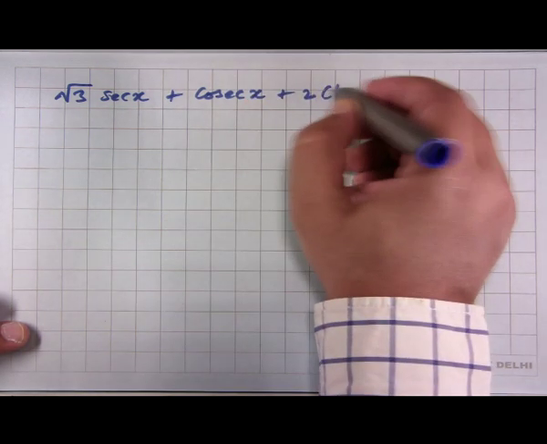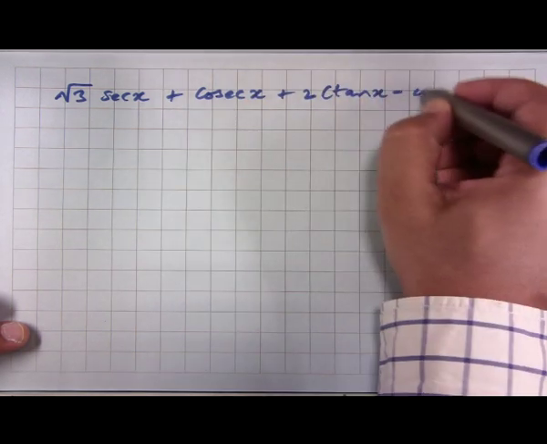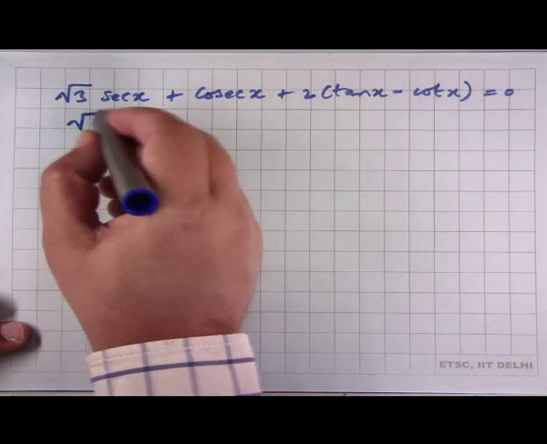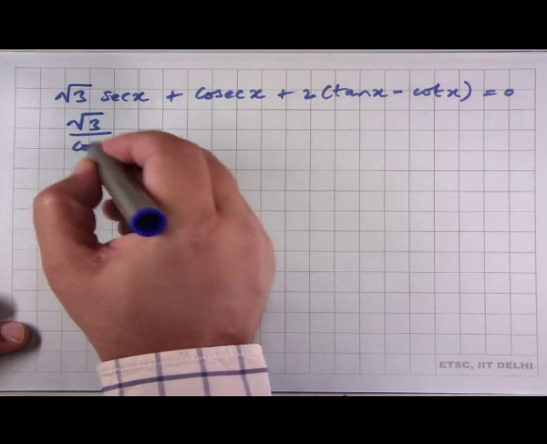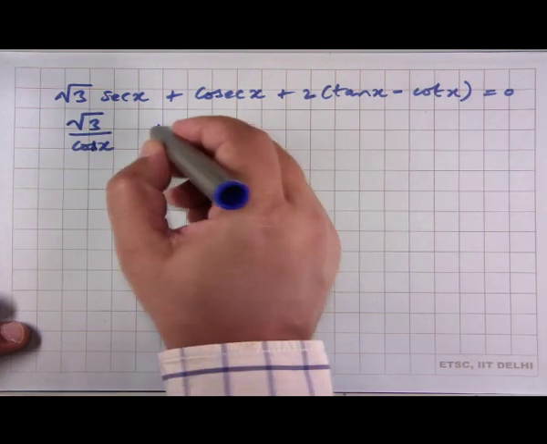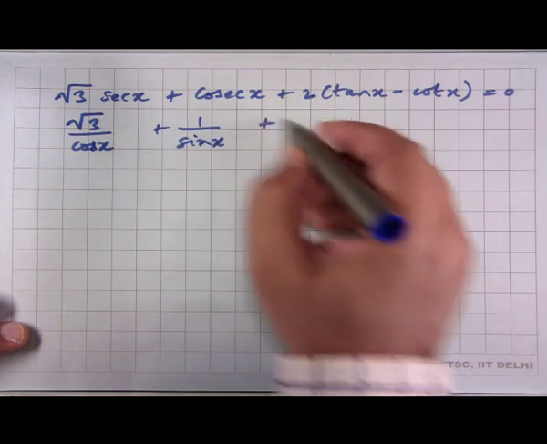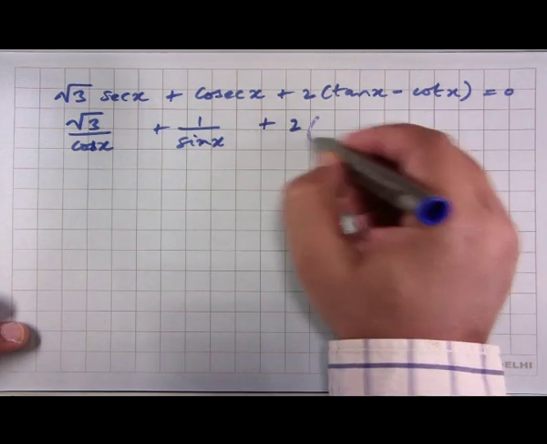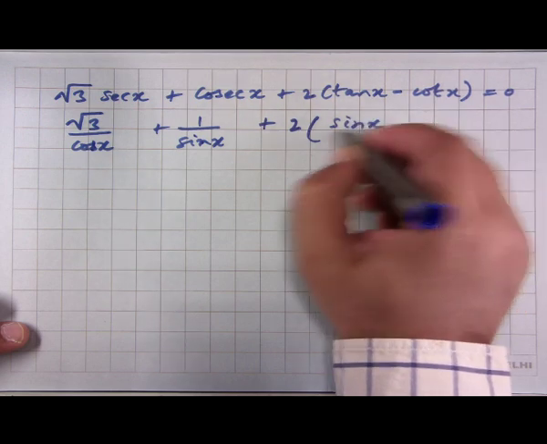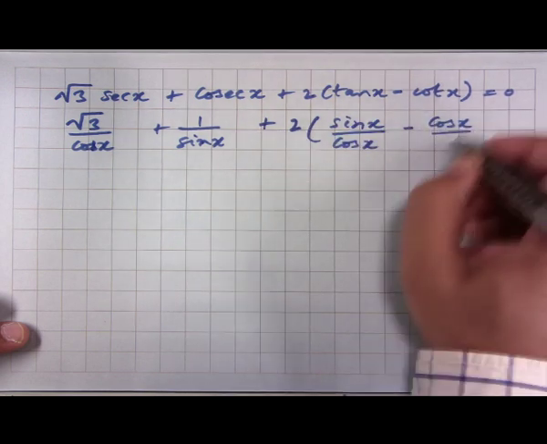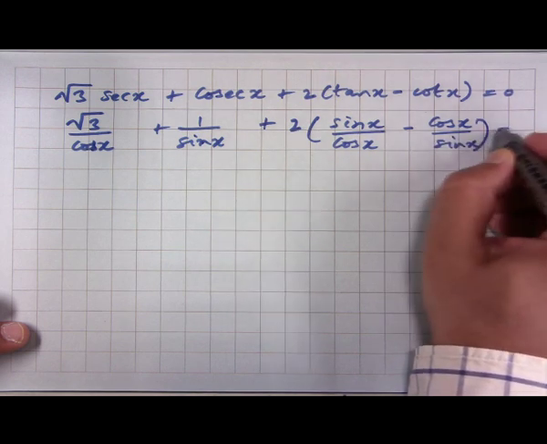So this is the trigonometric equation, and this of course is root 3 over cos x plus 1 over sin x plus 2 times (sin x by cos x minus cos x by sin x) equal to 0.